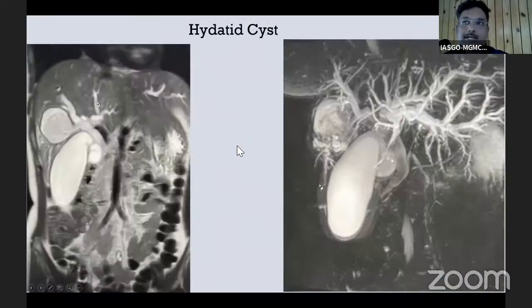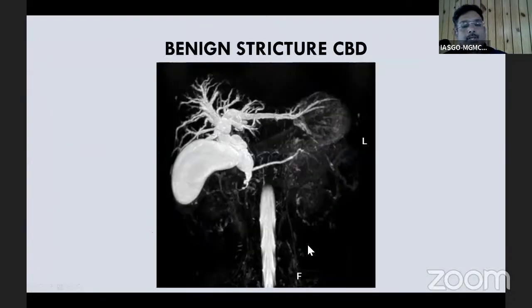This is a case of hydatid cyst which has ruptured into the biliary tree. We can see a cystic lesion in the right lobe with thin internal membranes which are herniating into the CBD and coming down till the major papilla. There is associated biliary obstruction and overdistension of the gallbladder.